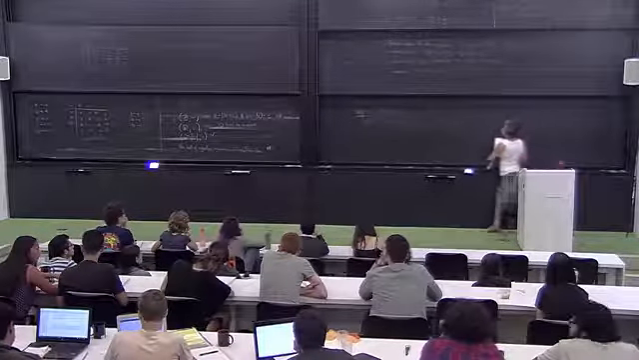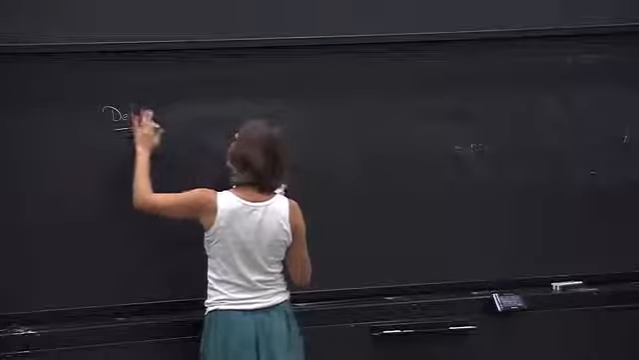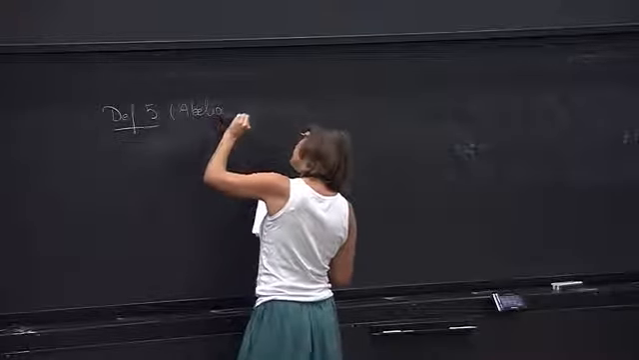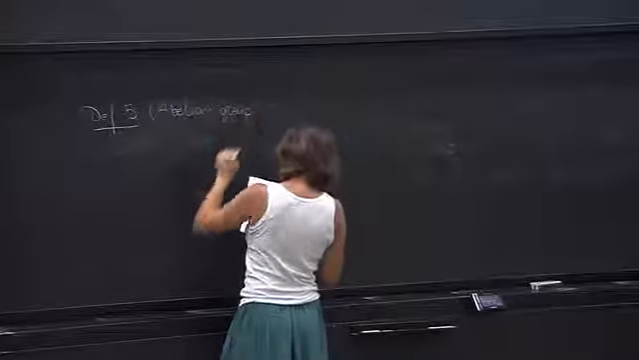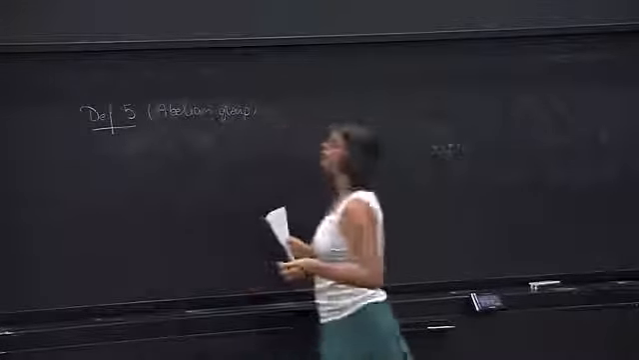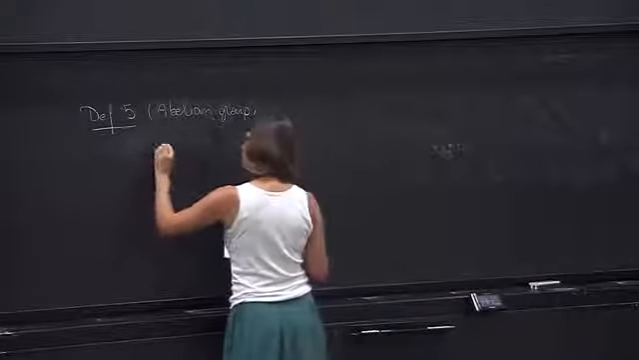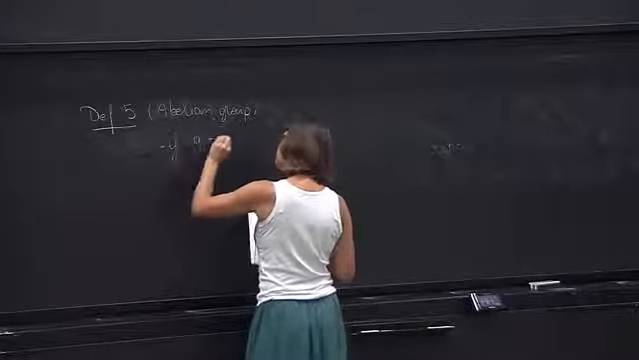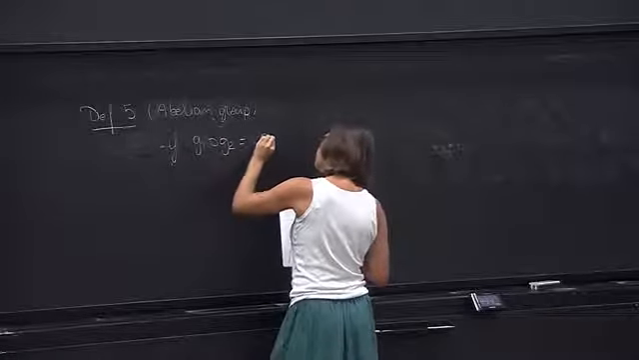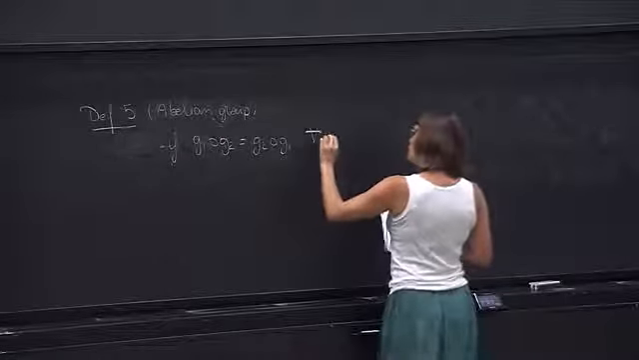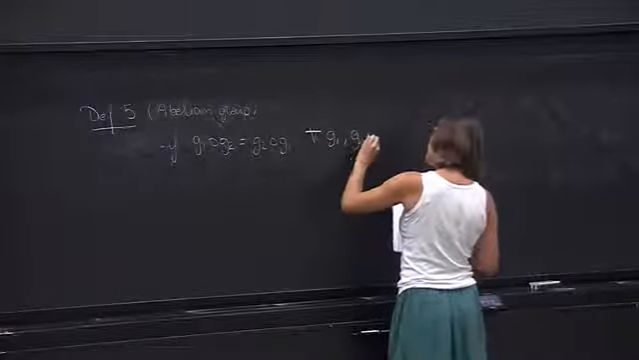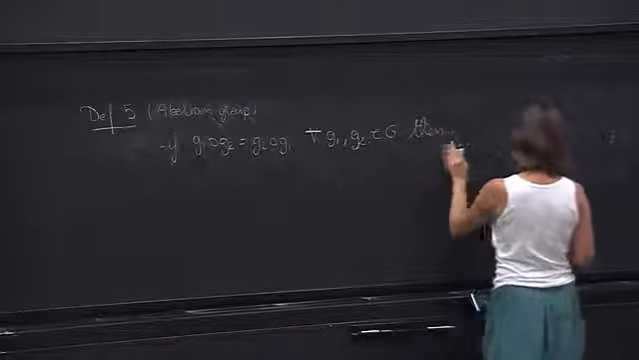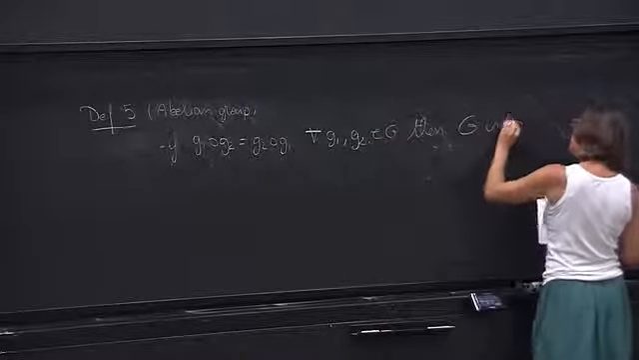So when the definition 5, an abelian group has the property that its binary operation is commutative. That is, if for any g1, g2 in G, g1 g2 equals g2 g1, then we say that G is abelian.